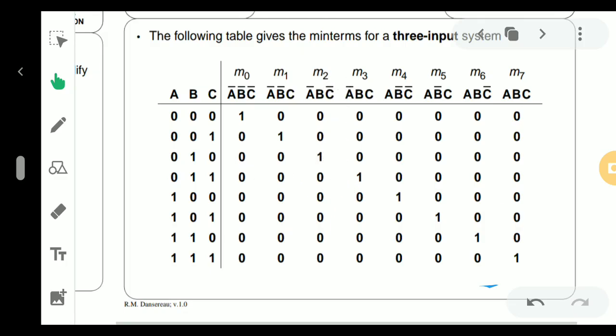Okay, then again consider M3. In case of M3, A will be bar, and then B is 1, C is 1. So A bar BC. You check M3, A bar BC, in this position where this value is there. In this way, we are preparing the min terms from M0 to M7.